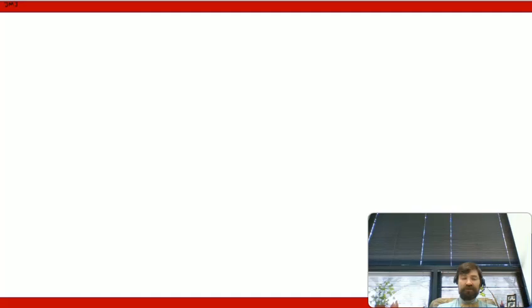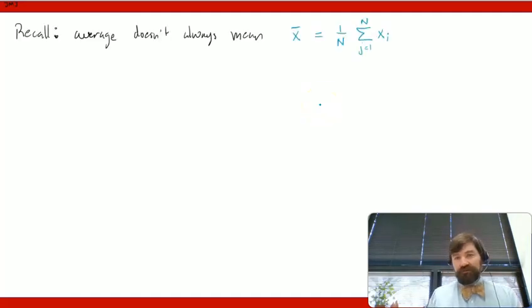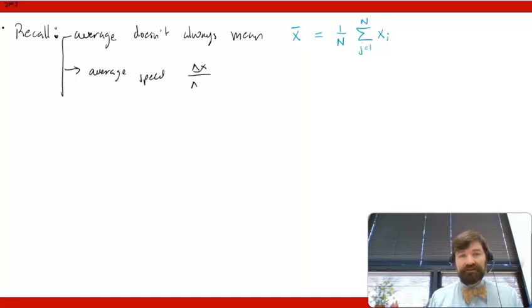This might also go under recall. Average doesn't always mean ensemble average like you learned in algebra or whatever class you learned it in. It can also mean something per something else. For example, average speed was distance divided by the time taken to do the distance. The object need not have the exact same speed at all times while moving from one point to another. We still get an average as long as we have a distance and a time.